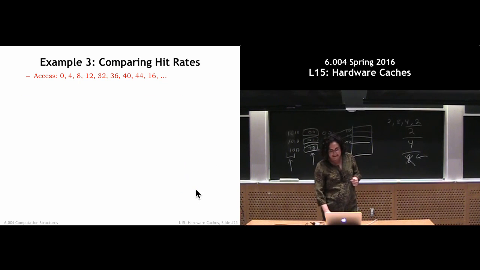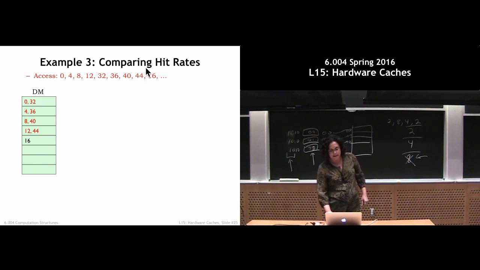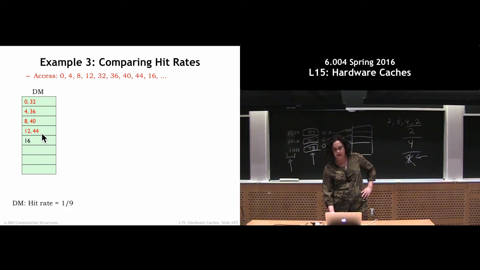Okay, one last example is very similar except that the addresses jump here a little bit. And so what happens here is that our direct mapped cache now does much more poorly because addresses 32 through 44 map to the same locations as 0 through 12. And so now we've reduced our hit rate to 1 out of 9.